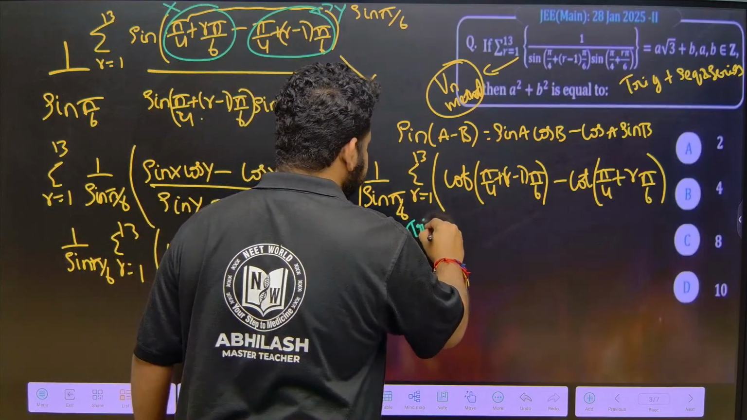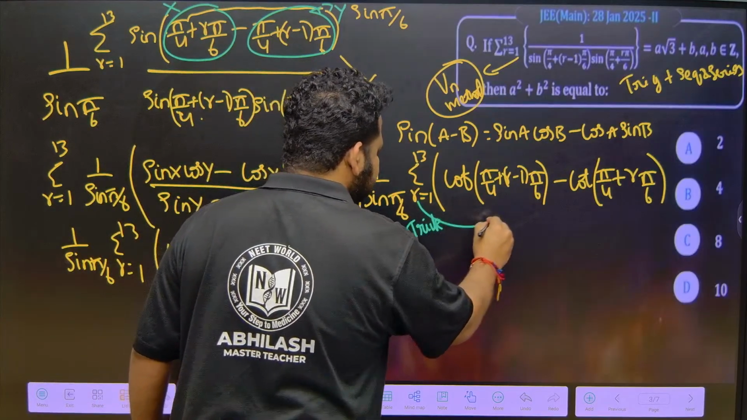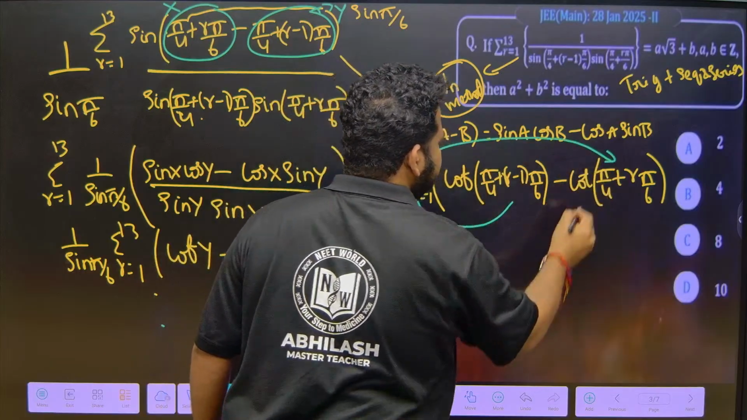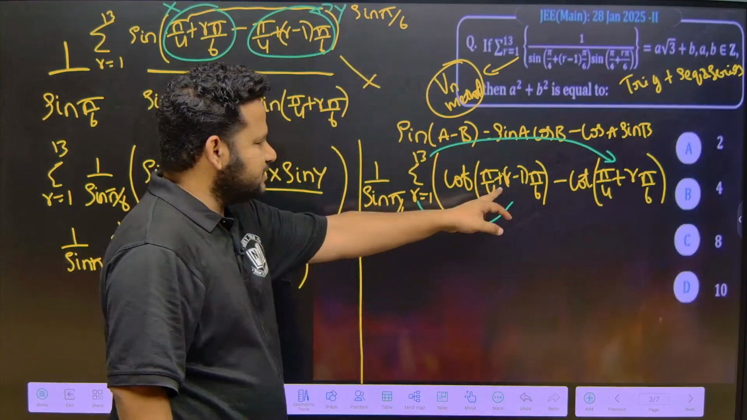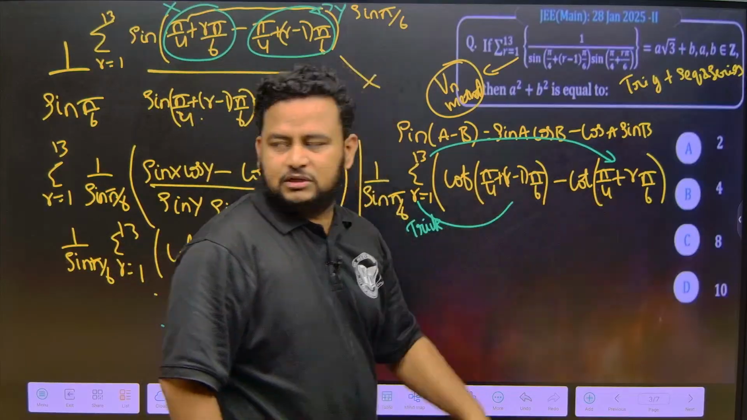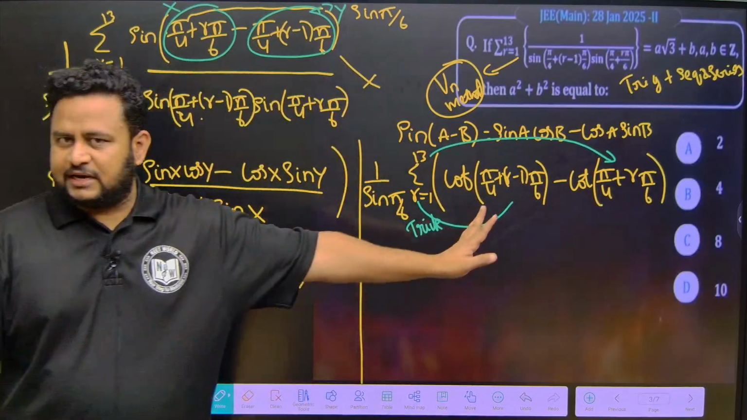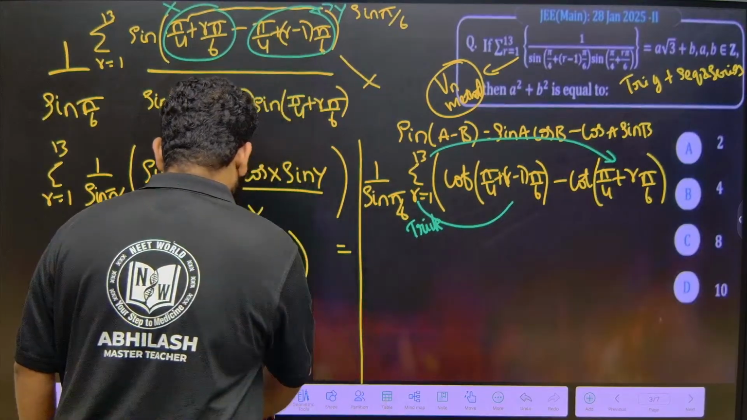That is the VN method trick. So smaller one to smaller, bigger one to bigger. Wherever r is there, for this r we are putting r is equal to 1. For this r we are putting r is equal to 13. So now let us see what will happen.